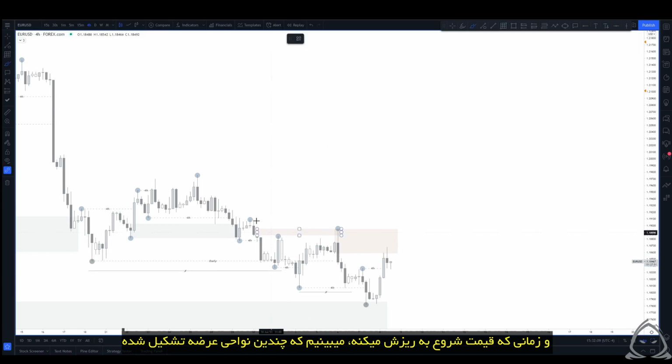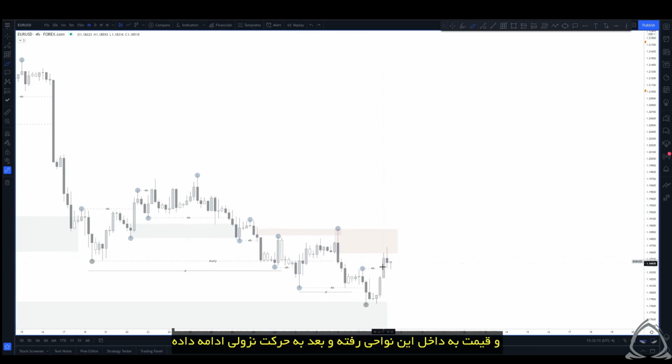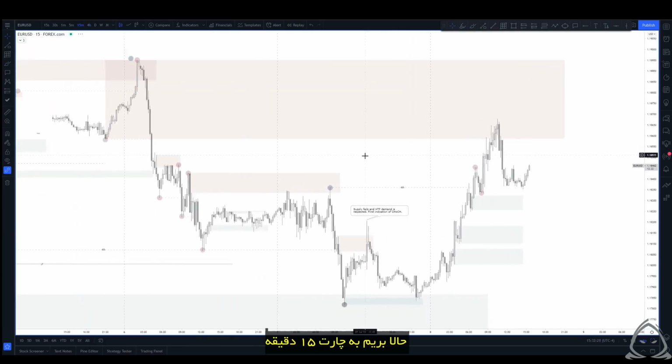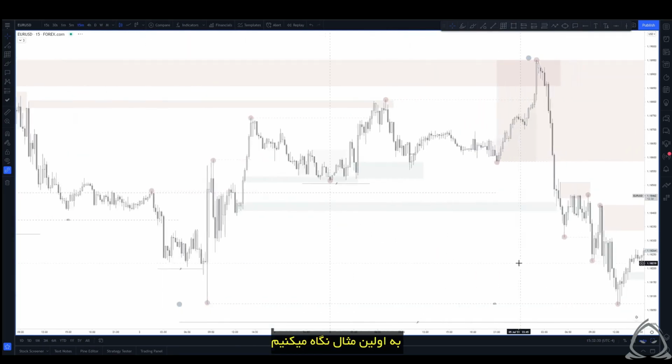As price begins to push down, we can see that there are a series of supply zones that have been created, and price has tested into them and continued moving to the downside. So what we're going to do is dig into two examples here and here of changes of character and what we'd be looking for as price taps into those zones. So let's go to the 15-minute chart. We'll look at the first example.